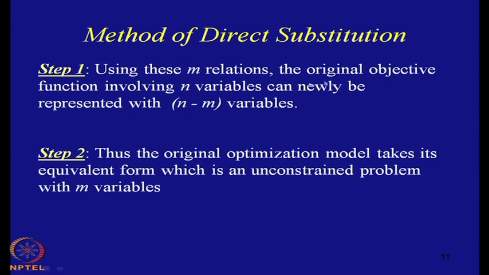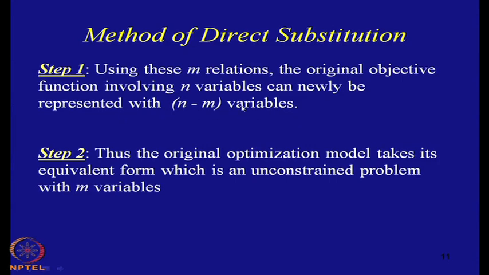As m is less than n, from the given constraint set, step 1 would be that we can easily transform the n variables to n minus m variables. Once again I am repeating that step 1 suggests that we use the m constraint relations, and the original objective function which involved n variables will be transformed into one with n minus m variables.